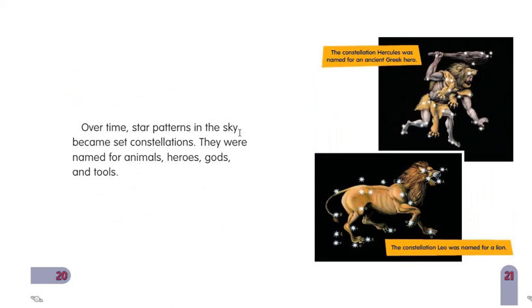Over time, star patterns in the sky became set constellations. They were named for animals, heroes, gods, and tools. So there's a constellation called Hercules, named for the ancient Greek hero, an ancient Greek god. And then there's the constellation Leo, named for the lion of the zodiac.